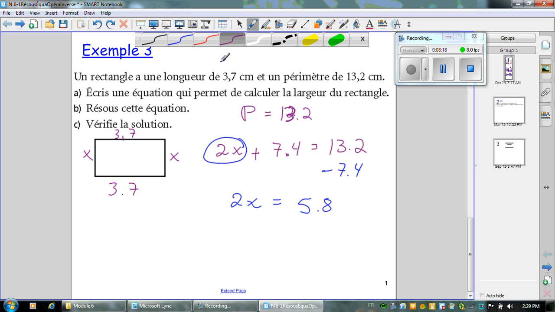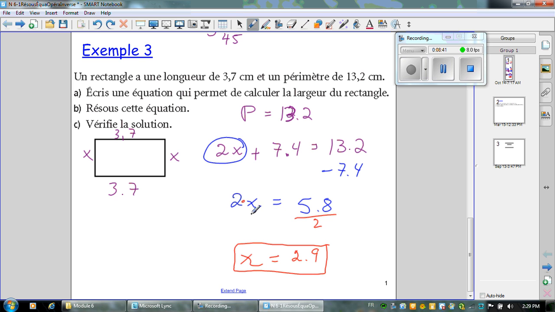And then you're looking for what number do I multiply by 2 that gives me 5 and 8/10. Well, if you can't do that in your head, some of you can, I'm sure, you can just do the inverse of multiplying by 2, which is just divide by 2. So 5 divided by 2 is 2.5. 2.5 plus 4/10 is 2 and 9/10.